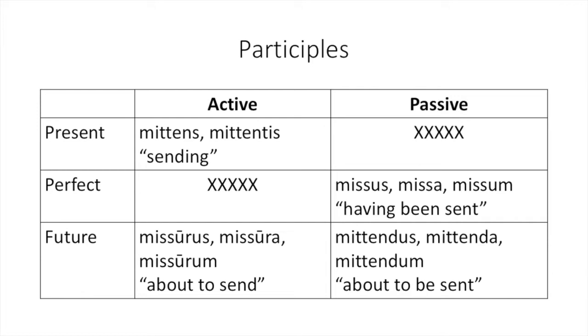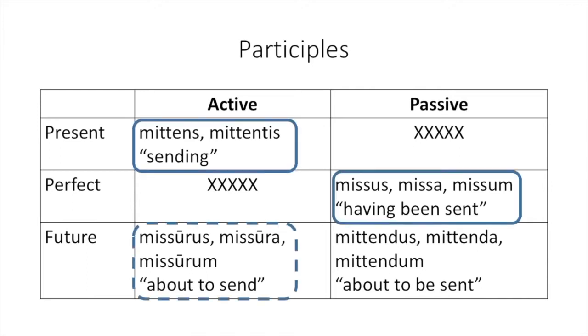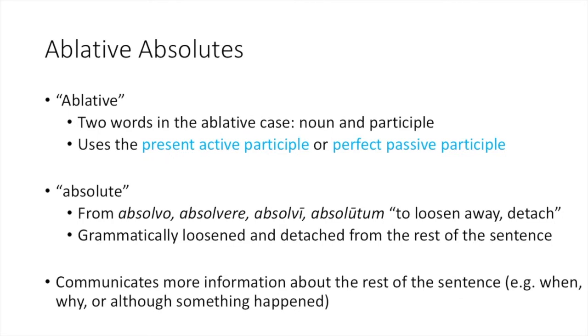So what is it and what participles get used? Well, the ablative absolute tends to use the present active participle, the perfect passive participle, and sometimes the future active participle to create the ablative absolute. So, what are those? Well, let's take it by each word.